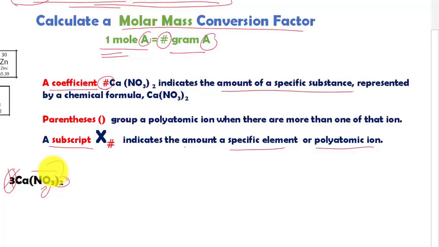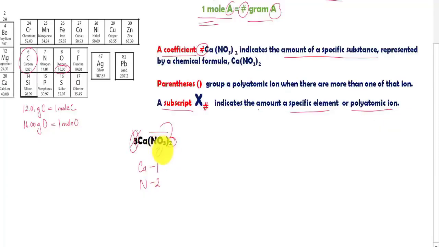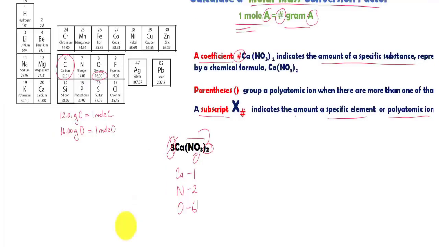So before we can determine the molar mass of this whole substance, we have to list the elements and count them. In this example, we have 1 Ca. And for the N, we don't have just 1 N, because that 2 right there makes it 2 nitrogen. Then we have the oxygen. Since there are 2 of 3 oxygen, that gives us 6 oxygen total.